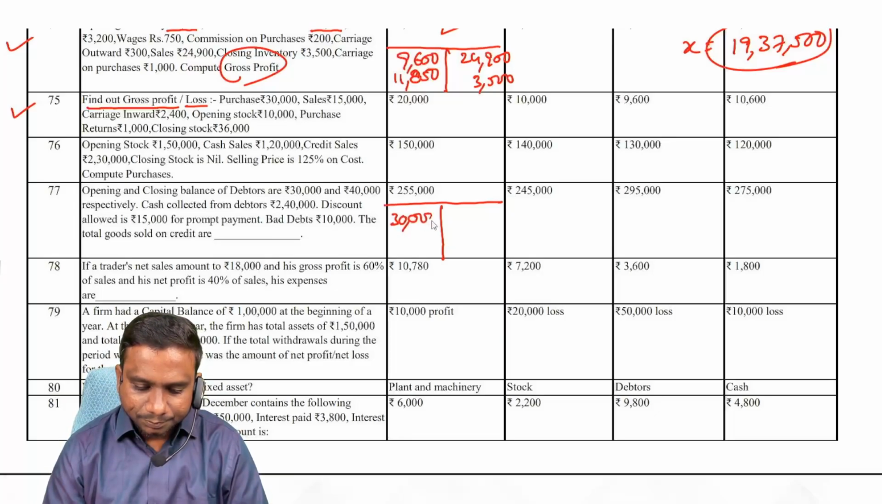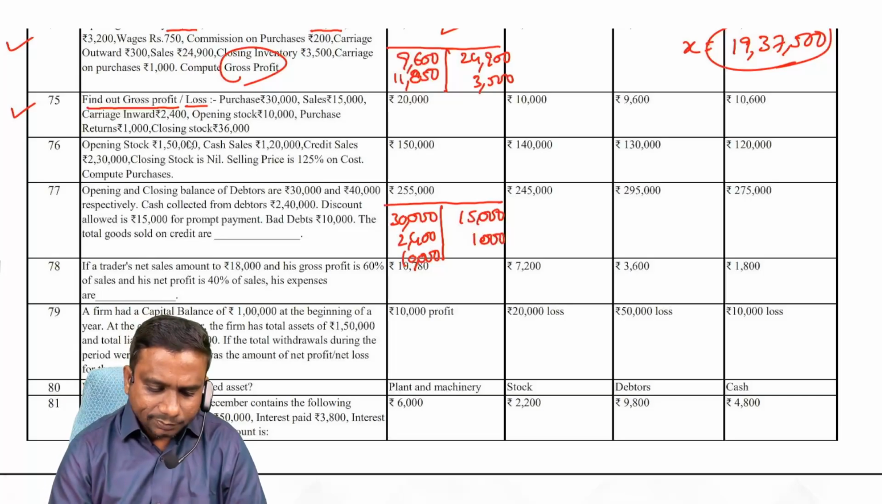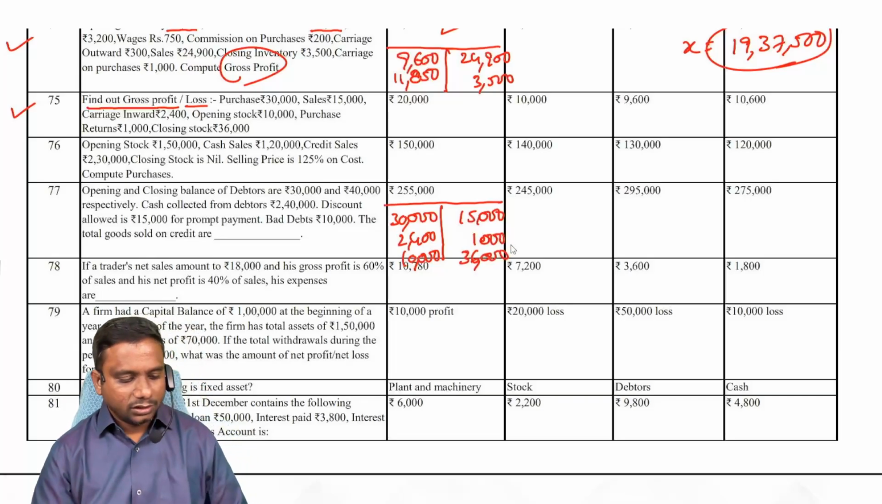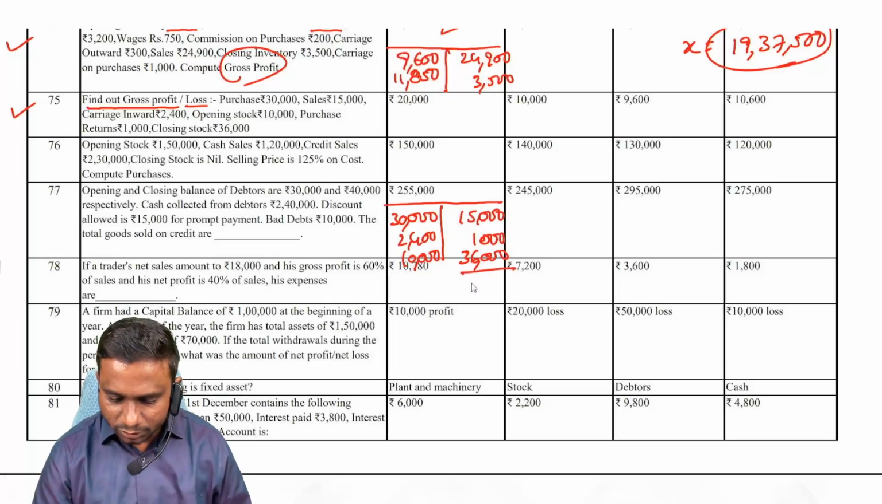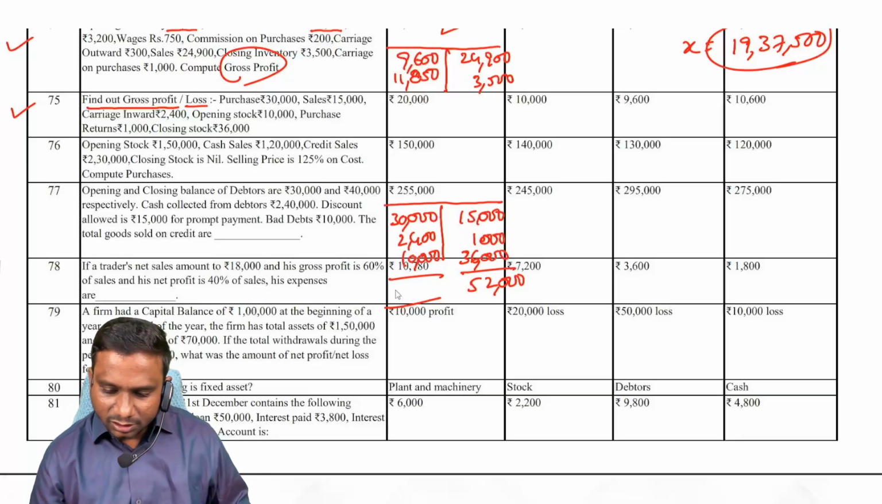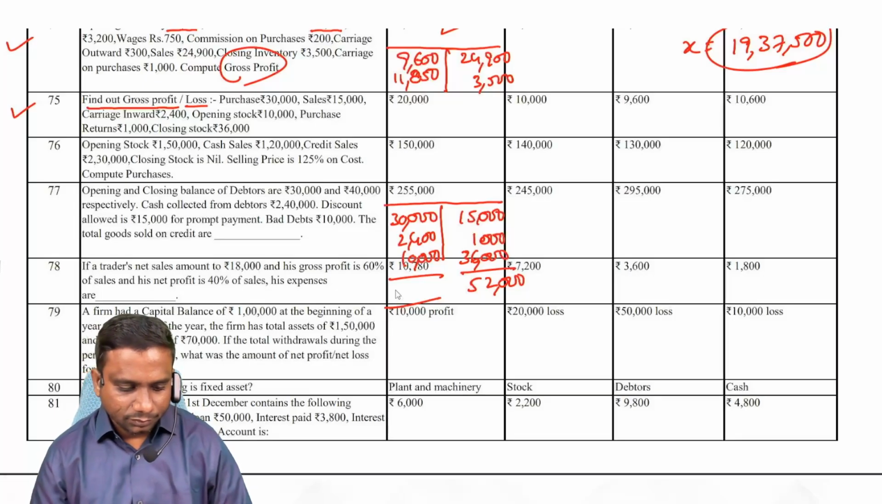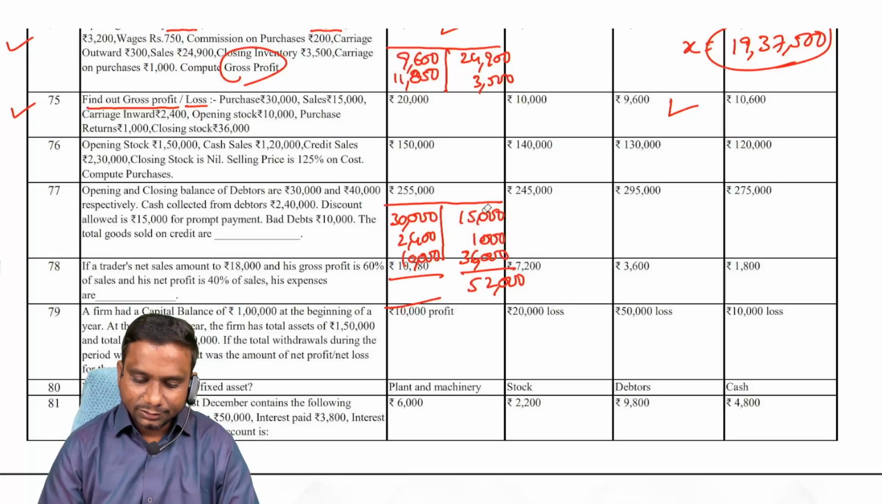Wages 30,000. Sales 15,000. Carriage inward expense 2,400. Opening stock 10,000. Purchase returns 1,000, I am writing on the credit side, students. Actually, it should be deducted from purchases, but I am writing on the credit side. Closing stock 36,000. Calculate 15,000 plus 1,000 plus 36,000, total 52,000. Minus 30,000, minus 2,400, minus 10,000. So 9,600 is your gross profit. Is it clear, students? Yes.